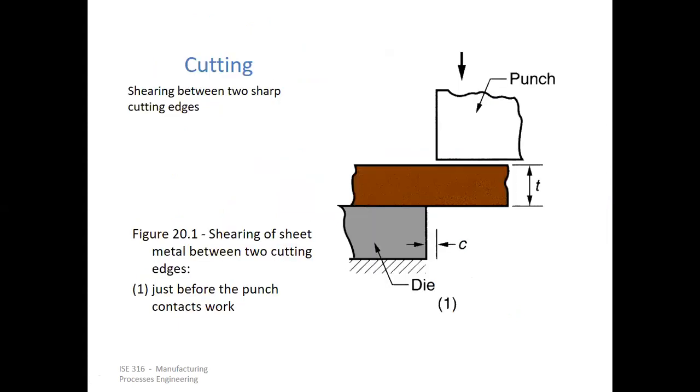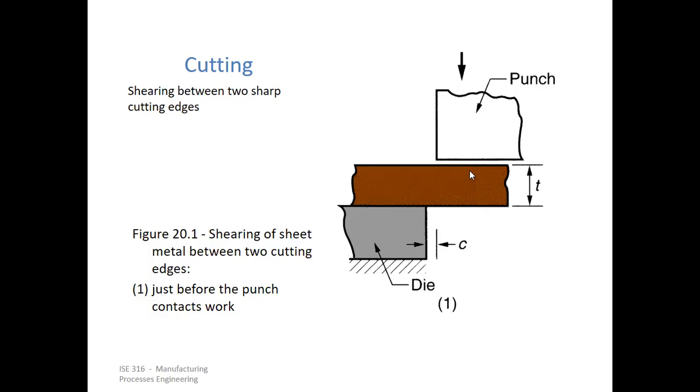You see here, cutting, shearing between two sharp cutting edges. You have this die upon which you have this material, right, which you want to cut. So the punch will slide down, basically shear it from here. So shearing between two sharp cutting edges, as you can see, this edge between the punch and the die. So shearing of sheet metal between two cutting edges just before the punch contacts the work. So this is before the punch contacts the work.